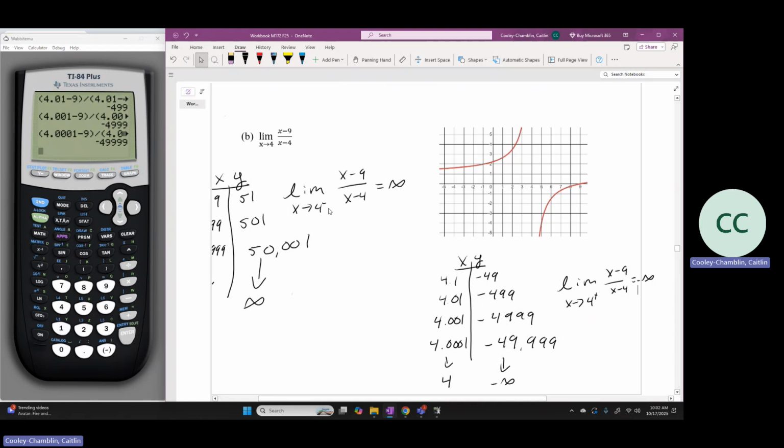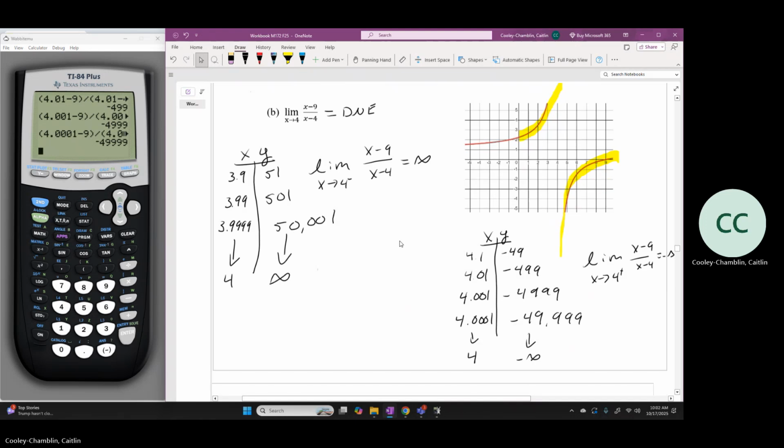And so because the limit coming from the left and the limit coming from the right do not equal the same number, this limit simply does not exist. Graphically we can see that when we approach this from the left-hand side, this shot up. When we approach this from the right-hand side, this went down to negative infinity. It's kind of like they're missing each other. And so it just does not exist.